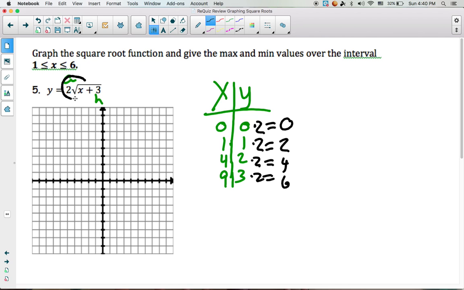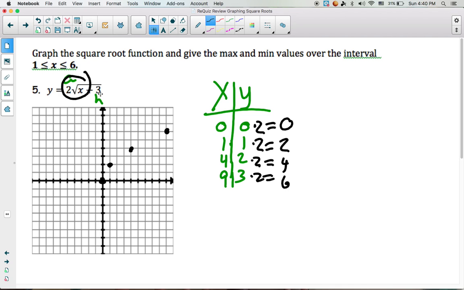So I'm graphing 2 times the square root of x, and square root of x would be your parent function. So I have 0, 0. I have the point 1, 2. I have the point 4, 4. And I have the point 9, 6. So I have this little graph going on.